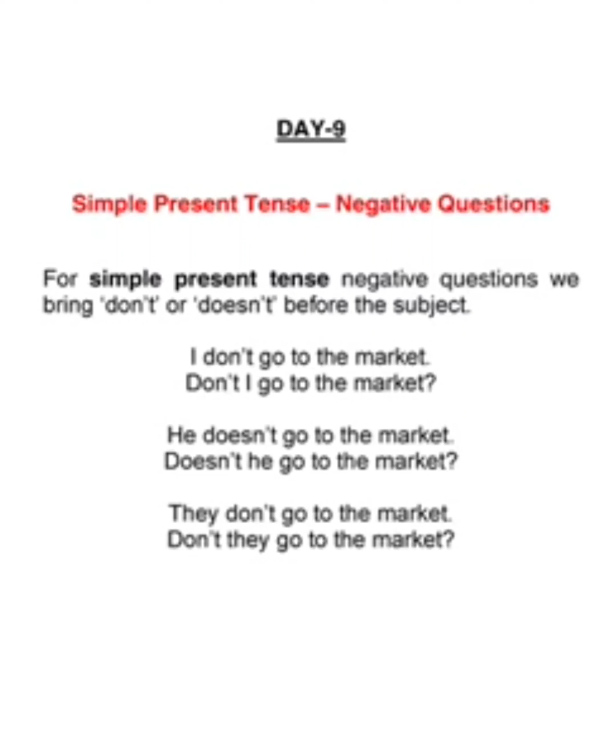Day 9. Simple present tense, negative questions. Now, this is one area where many people get slightly confused and make mistakes. So, we should be very careful that we don't make mistakes in simple present tense, negative questions.